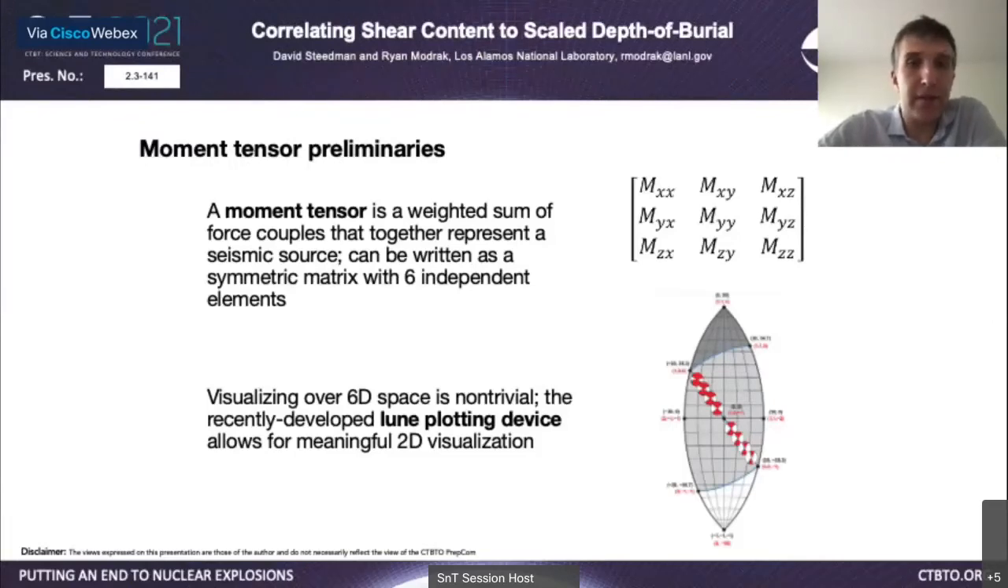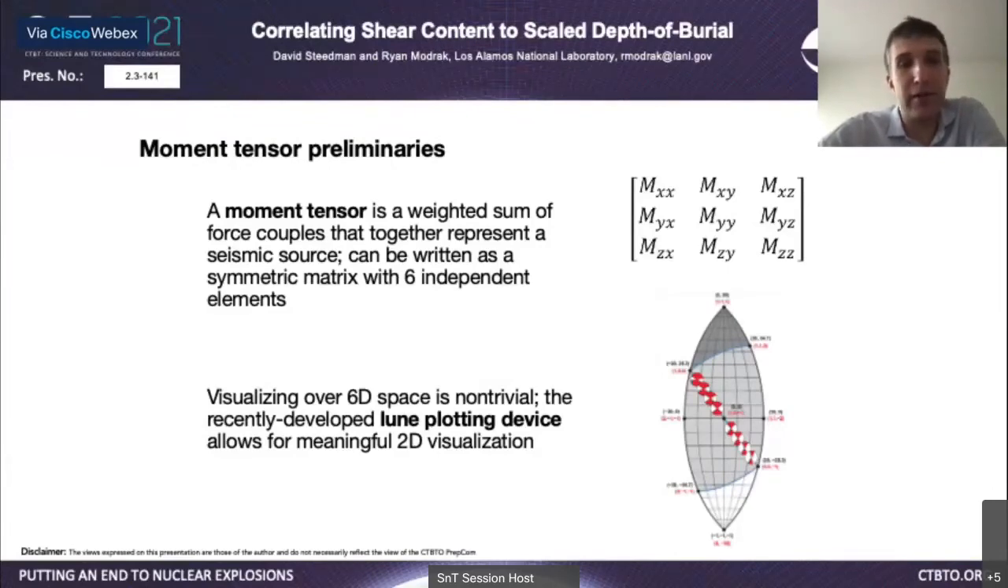Before getting into the details, I'll briefly review that a moment tensor is simply a weighted sum of force couples. Together, these forces encode the magnitude, the orientation, and other aspects of the seismic source. Because there are three spatial directions in which the forces can point, and also three directions in which they can be offset relative to one another, a moment tensor can be represented as a symmetric 3x3 matrix with 6 independent elements.